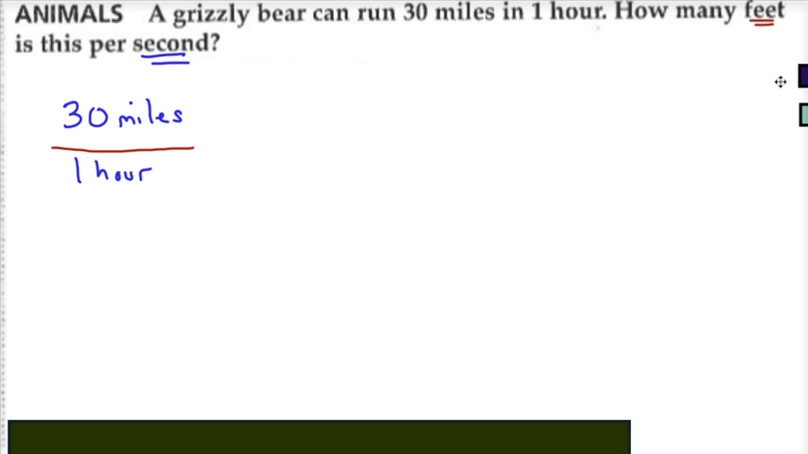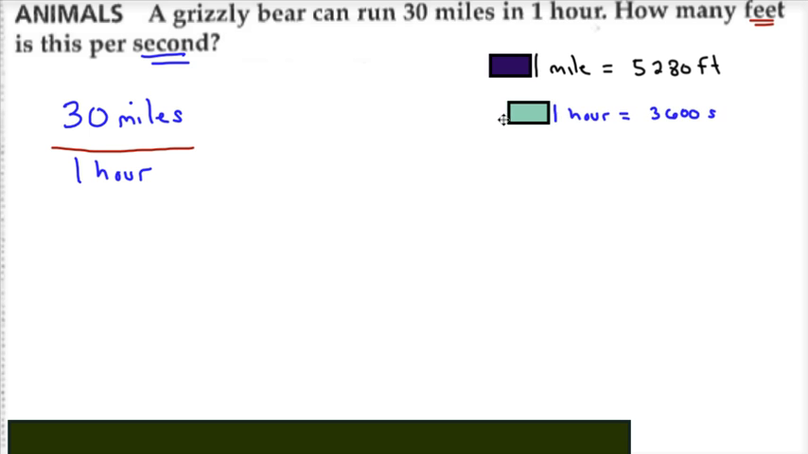How many feet in a mile? It's 5,280. Okay, so 1 mile is 5,280 feet. And then hours to seconds, how many seconds in an hour? 60. Close. 60 seconds in a minute. 3,600. So 1 hour is 3,600 seconds. All right, so there's two different conversions here.